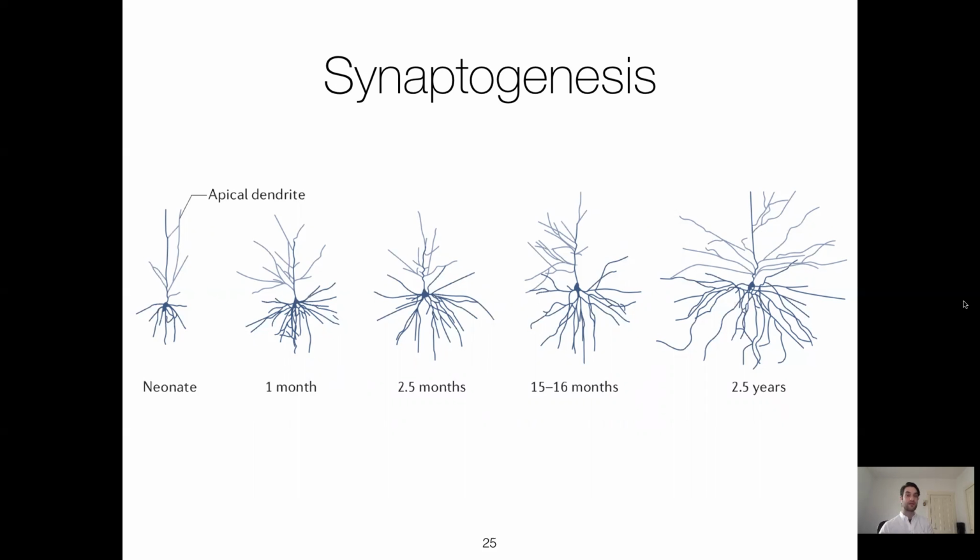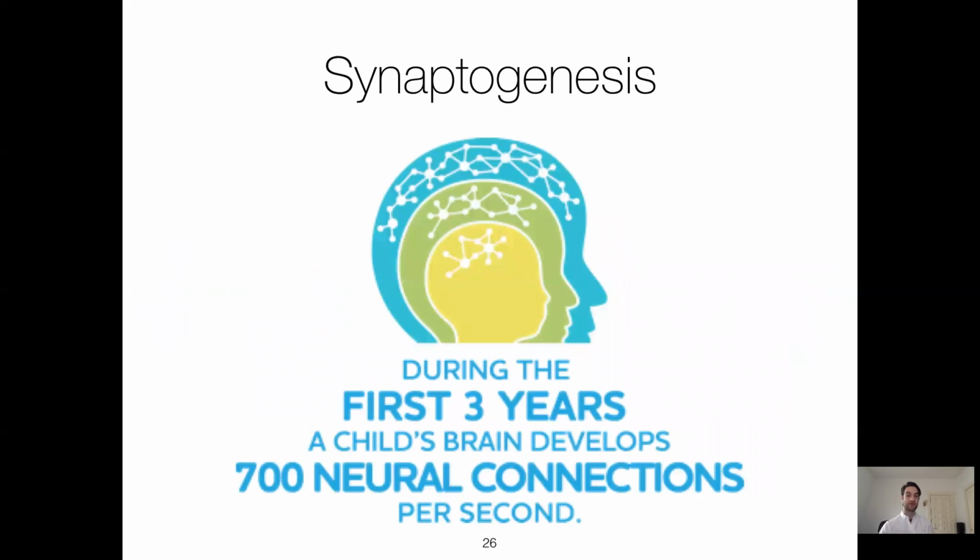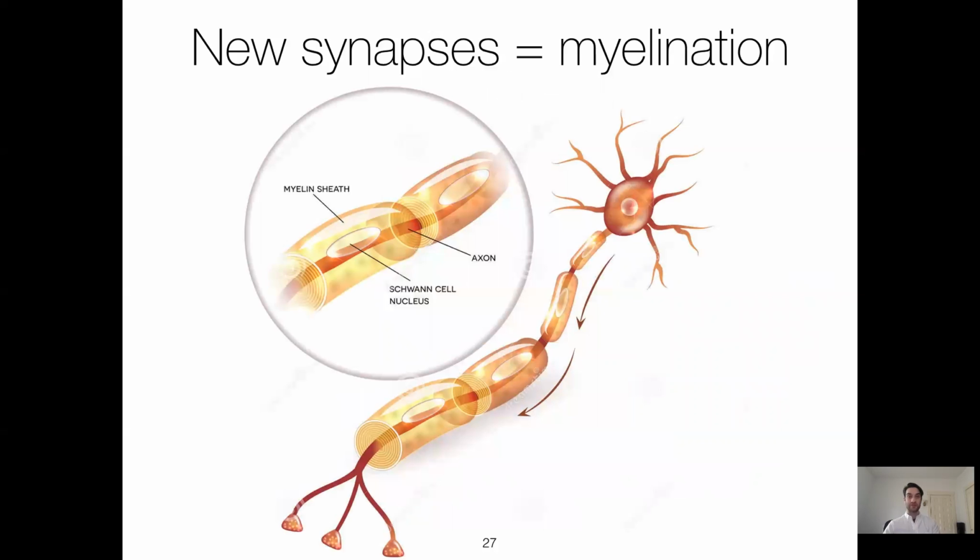And this happens at an amazing rate. It actually turns out that during the first 3 years of life, the brain of a child is developing hundreds, almost 1,000 connections per second, okay? So it's this rapid expansion in terms of the number of synapses and the number of connections between these neurons. So in addition to forming these new dendrites and new synapses, whenever you create new synapses, you're going to create new myelination, okay?